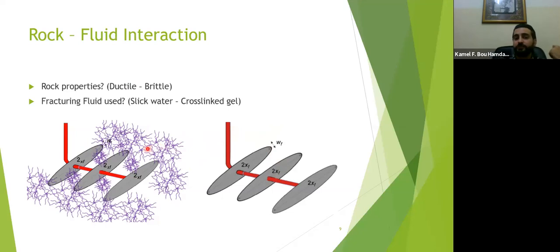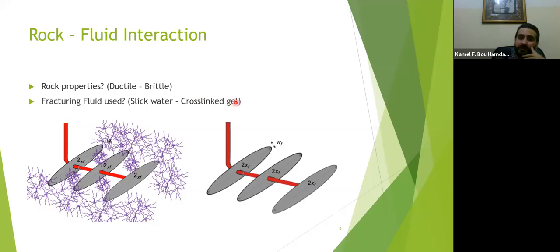What about the fracturing fluid that is being used? Whether we are using slick water or cross-linked gel, the main difference between them is the viscosity. Slick water is less viscous than the cross-linked one. Because they are less viscous, they can penetrate smaller pore sizes. So if we are using slick water, we're most probably going to get something similar to this one as well, because slick water can penetrate small pore sizes and extend more into our rock, so it can break it at further locations.